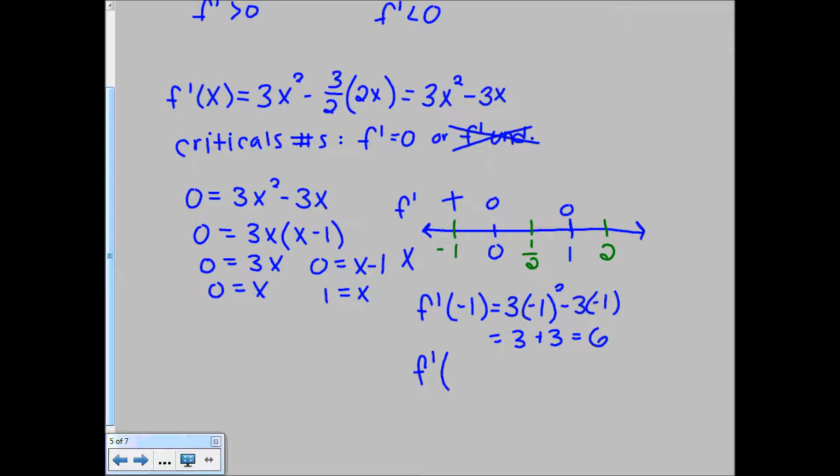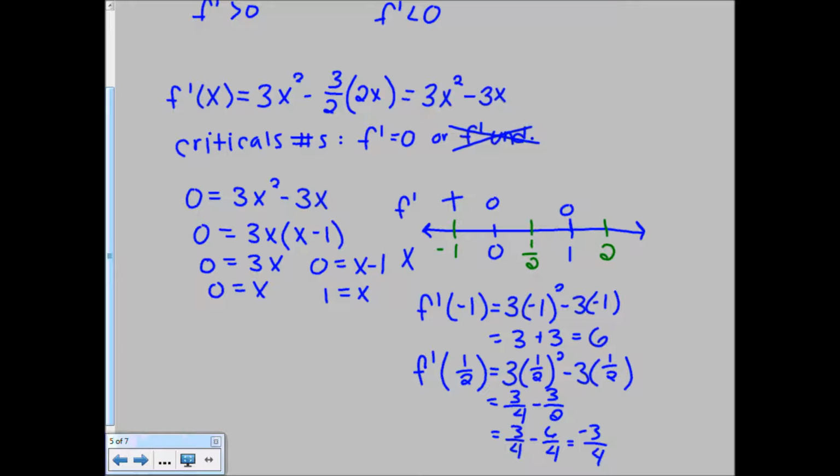So now let's find f prime of 1/2, which is going to be 3 times 1/2 squared minus 3 times 1/2. That's just going to be equal to 3 times 1/4, or 3/4, minus 3 times 1/2, or 3/2. So now creating a common denominator, we're going to get 3 over 4 minus 6 over 4, which is negative 3/4. So our derivative is negative there, so let's put a negative sign over the 1/2.